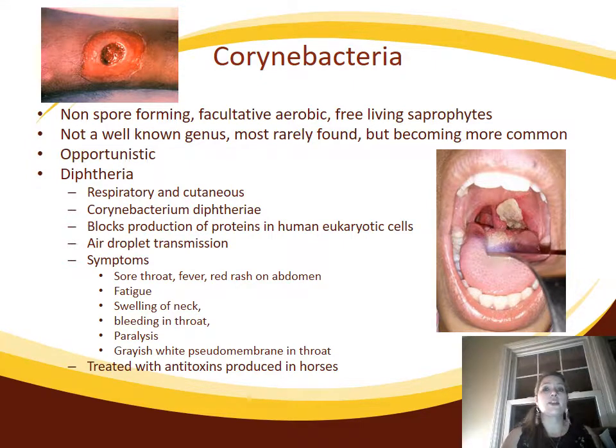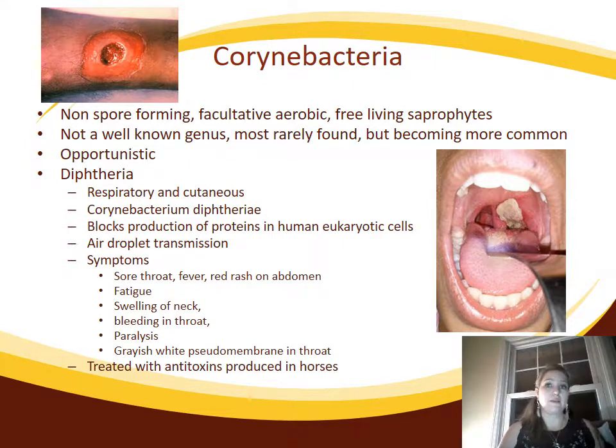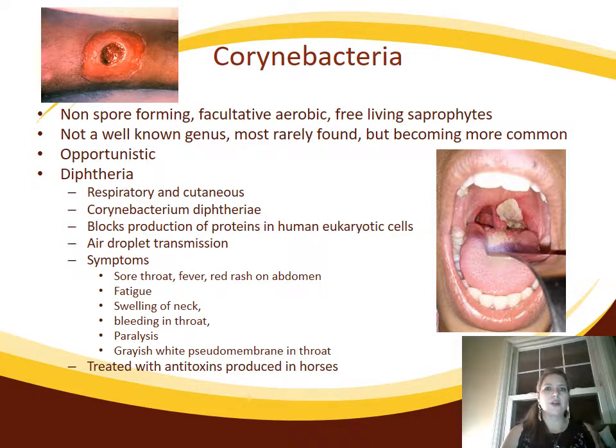Corynebacterium is actually one of the more rarely found infections, but it's starting to become more and more common. So we're going to go over it. It is an opportunistic infection. Okay, it's non-spore forming, it's facultative aerobic, and it's a free-living saprophyte. So it's not terribly virulent, but it does cause diphtheria.